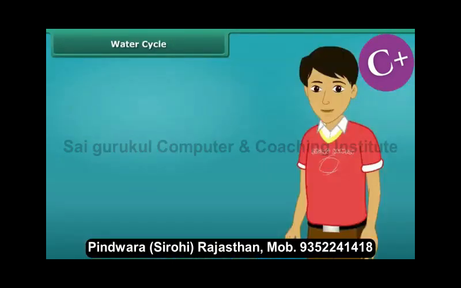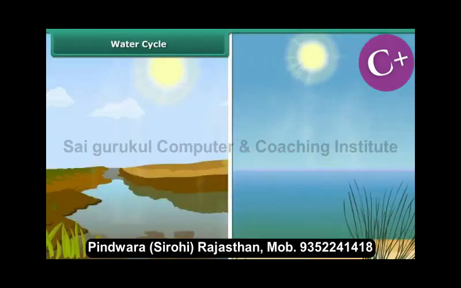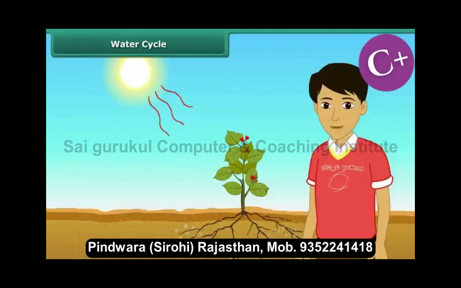Let us try to understand how the water cycle operates. Water in oceans, seas, rivers, etc. gets heated up by the sun and turns into vapor. This process is known as evaporation. Plants absorb water from the soil. They use a part of this water to prepare their food and release the excess water into the air as water vapor. This process is called transpiration.